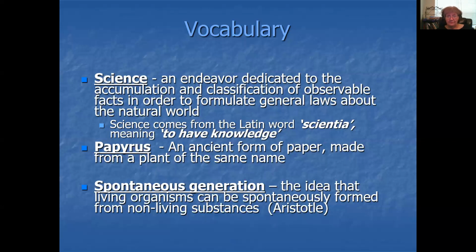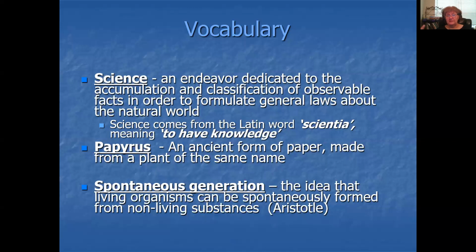People believed that. And Aristotle got that idea because he saw some flies growing on meat, and he thought the flies came from the meat. Meat is dead muscle from an animal, and so he thought that's where it came from. So that was believed for a very, very long time. So we'll talk a little bit about Aristotle too. All right, so those are your 3 vocabulary words.